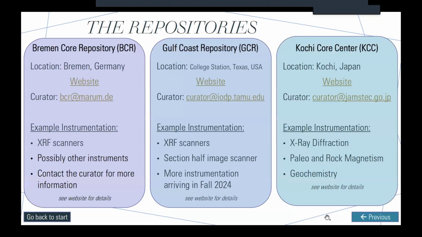So I've left you a slide with links to the websites for each of the repositories, links to the email addresses for the curator, a little bit about the instruments that are in H1. I'm not going to talk about Kochi because you're going to do that separately in a minute. The Gulf Coast repository right now has an XRF scanner and the image scanner. But the equipment that is on board the JOIDES Resolution is owned by Texas A&M University, and will be coming back here and will be set up starting in the fall of 2024. So there are going to be some significant changes to what we have available here. So stay tuned.